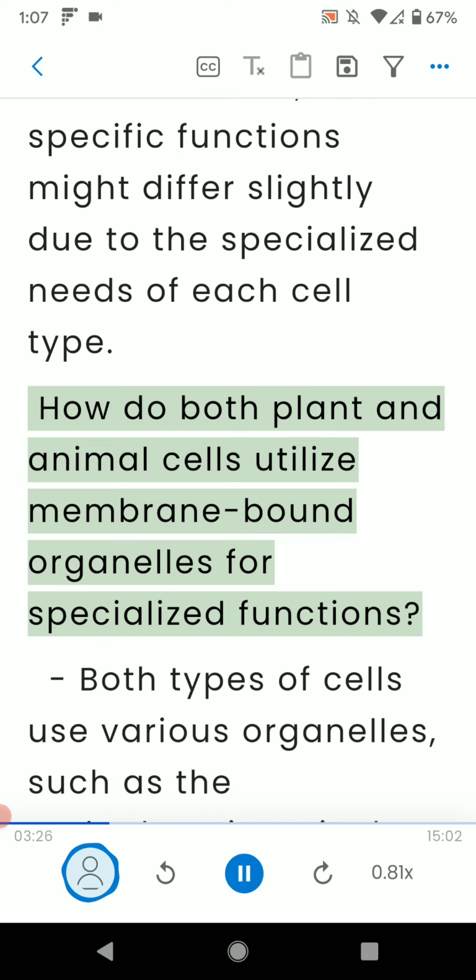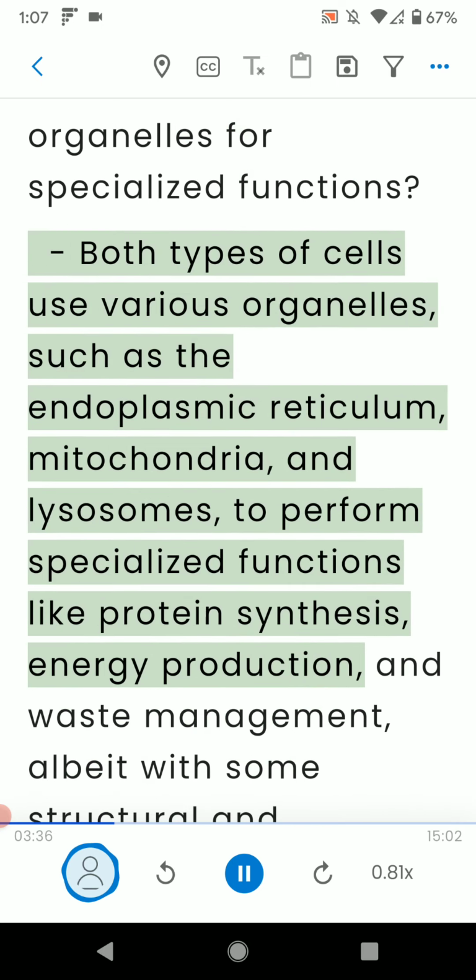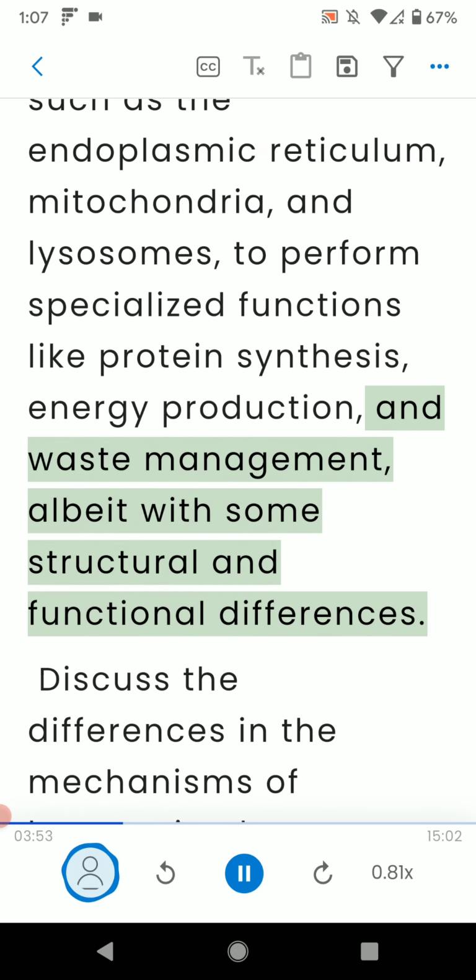How do both plant and animal cells utilize membrane-bound organelles for specialized functions? Both types of cells use various organelles, such as the endoplasmic reticulum, mitochondria, and lysosomes, to perform specialized functions like protein synthesis, energy production, and waste management, albeit with some structural and functional differences.